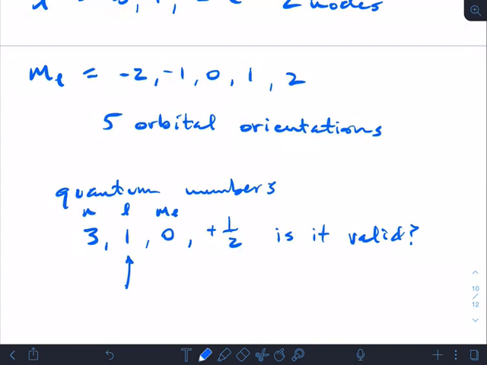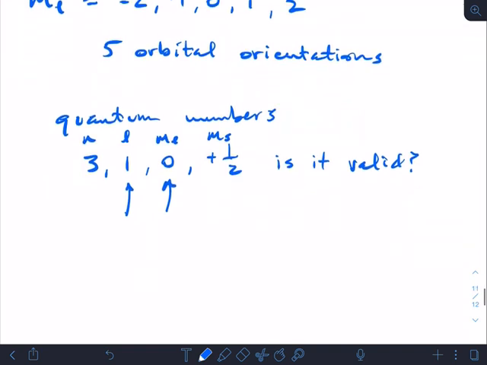the L value, remember n, l, m sub l, and m sub s, right? The l value does not exceed the n value. The m sub l value doesn't exceed l. Okay? So this is good, right?